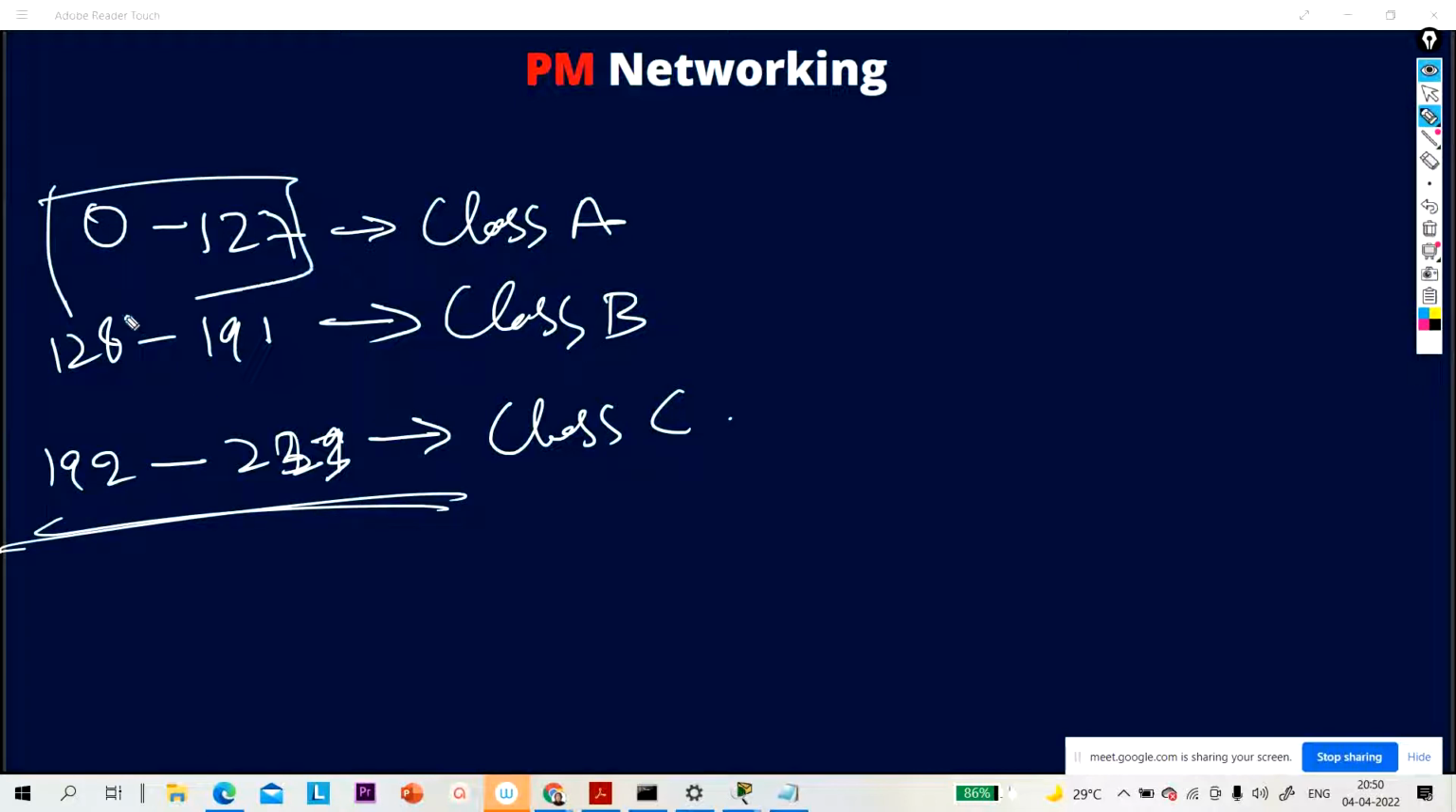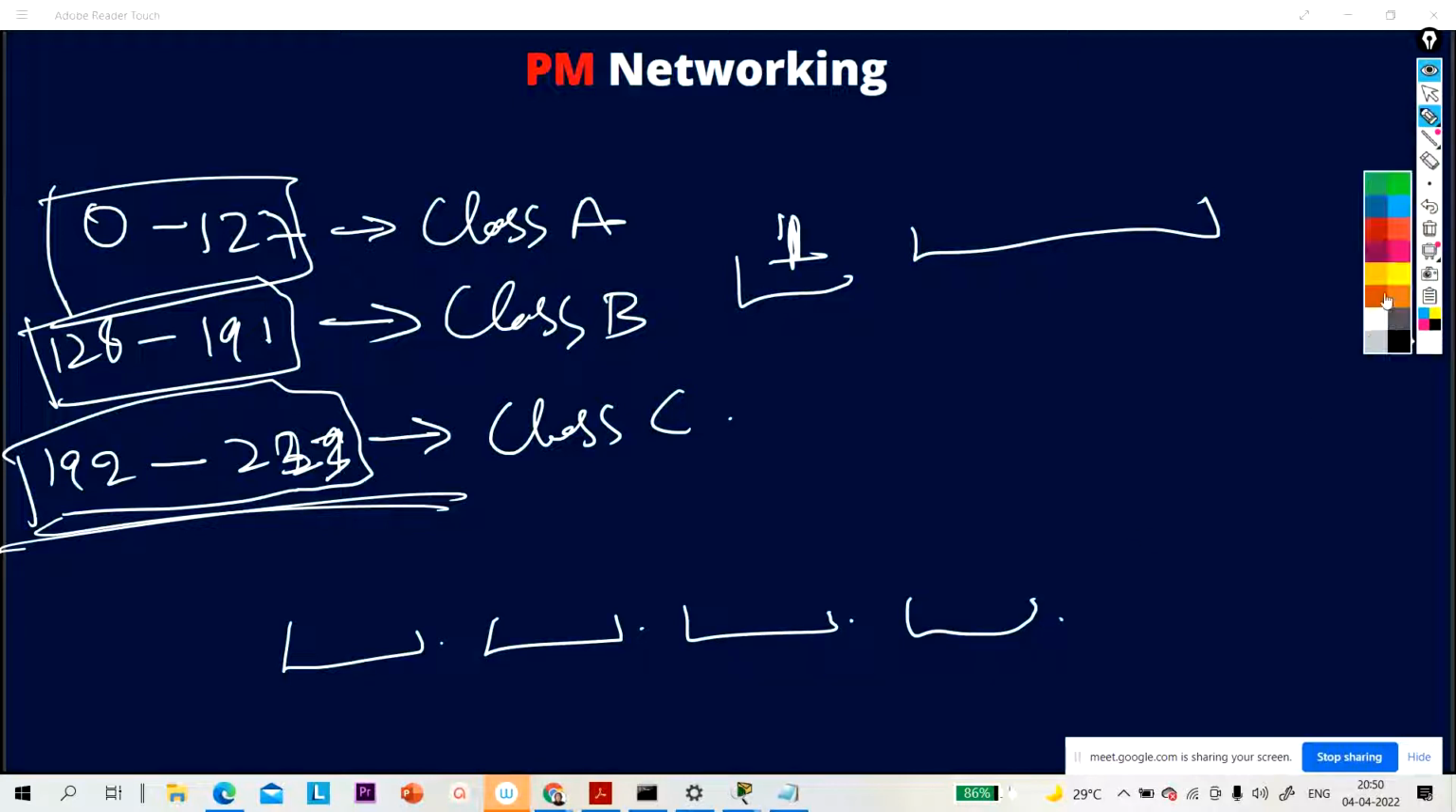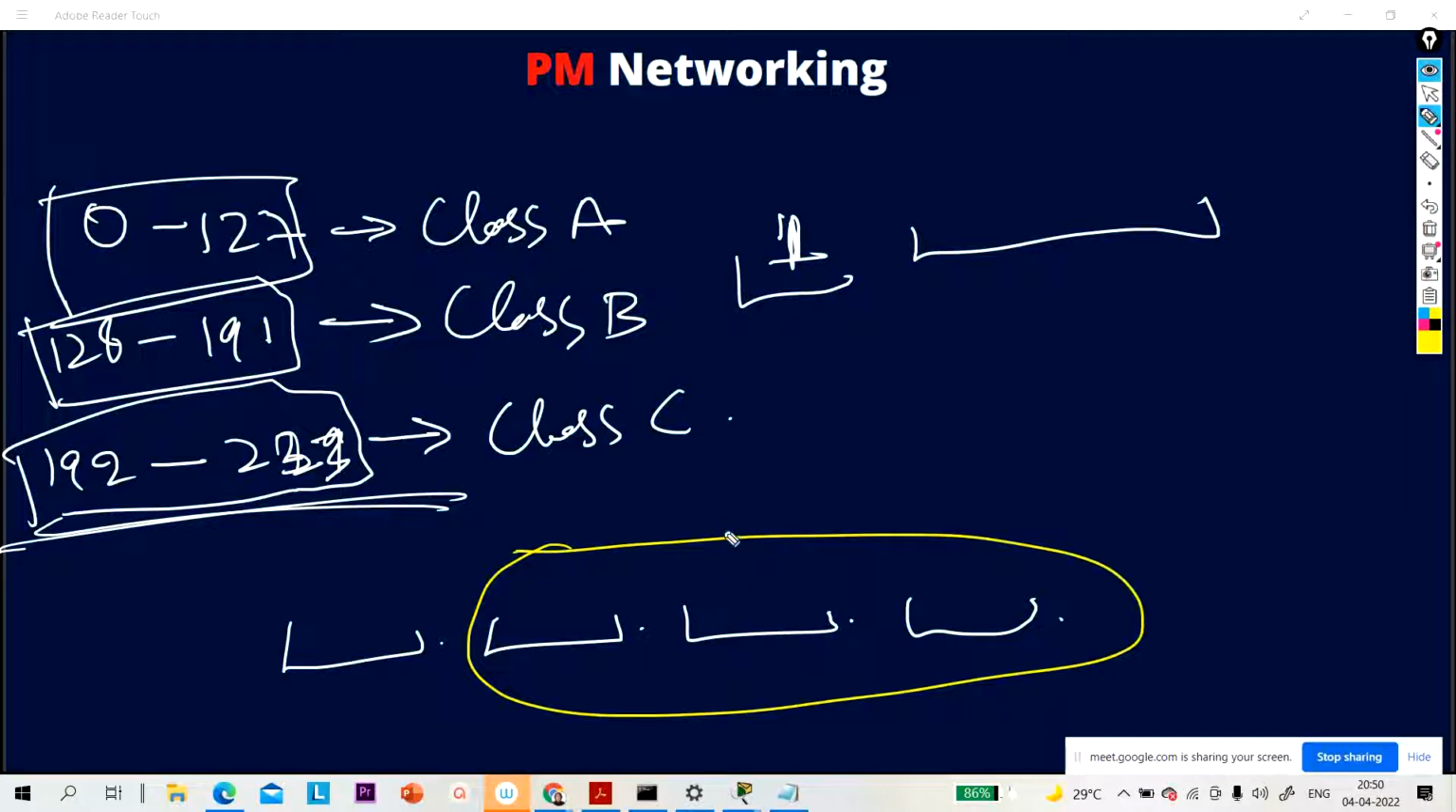Why this range for class A, for class B, for class C? Guys, now I am talking about the first octet only, right? Don't think about the last 3 octets. I am talking about the first 8 bits. So my IP address is 8 bits, 8 bits, 8 bits, and 8 bits. Now you don't need to focus on the rest, concern yourself with this 8 bits only.